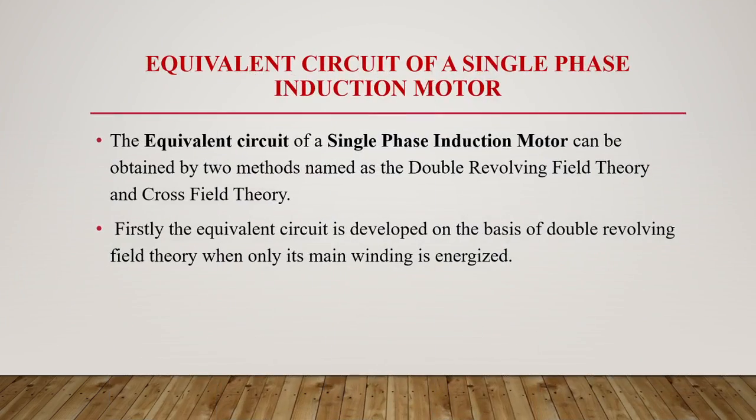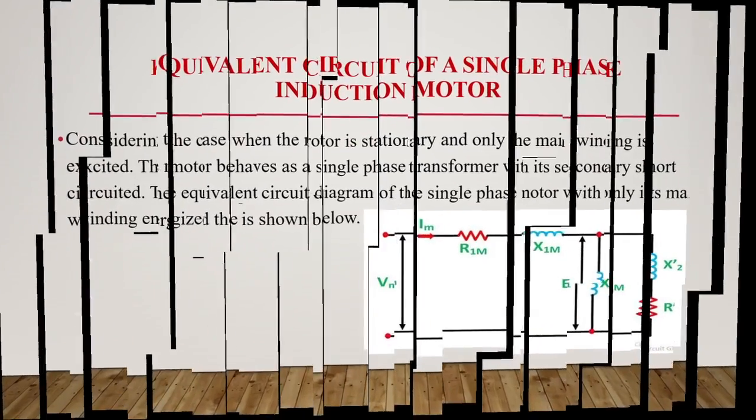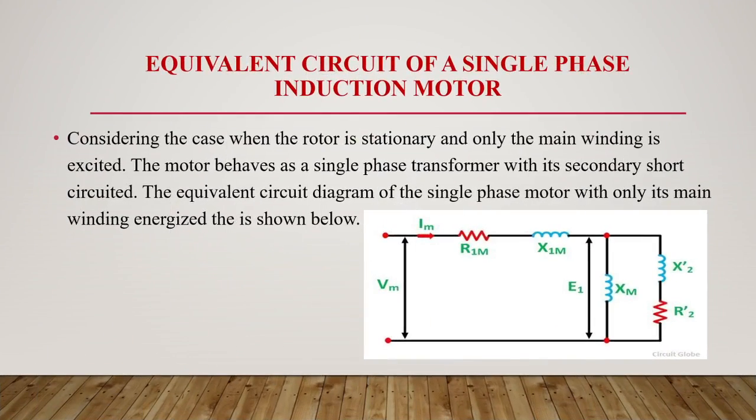So equivalent circuit is obtained by two methods, that is double revolving and cross field theory. To obtain the equivalent circuit, we considered a case where rotor is stationary and main winding is excited. So it is acting as a single phase transformer with secondary short circuited. Then we have seen the equivalent circuit of the single phase motor with only main winding energized. This is the equivalent circuit diagram.